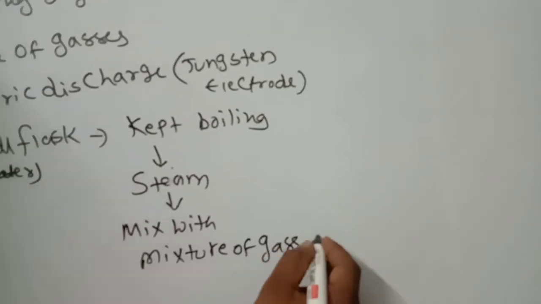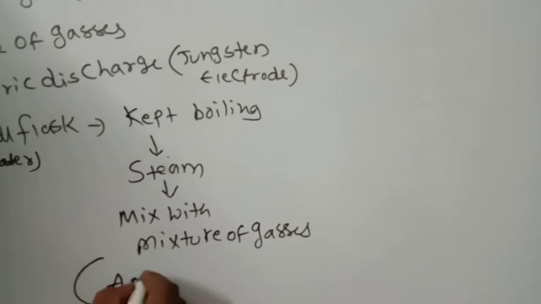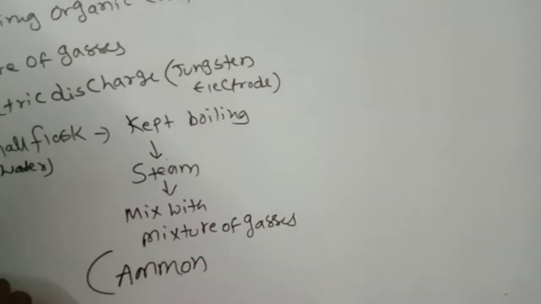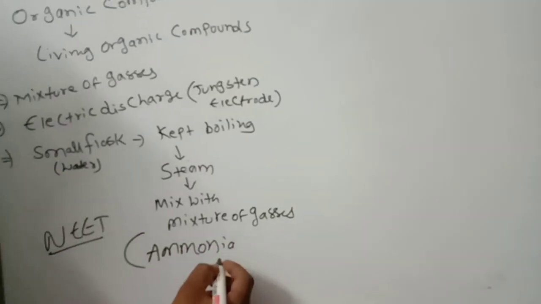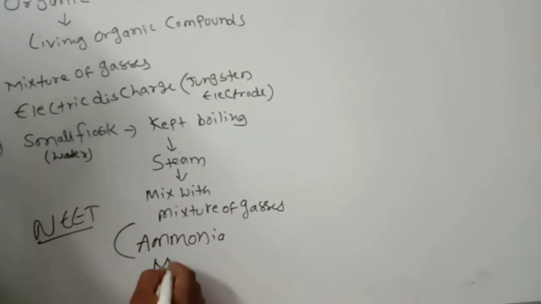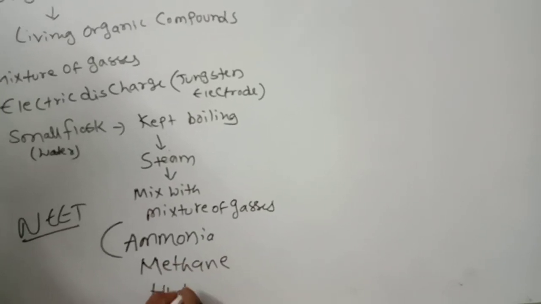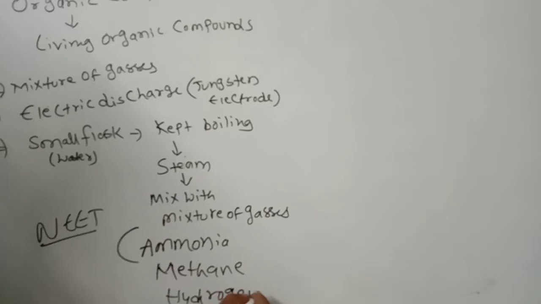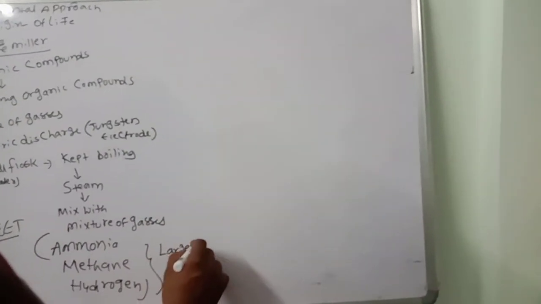These points you should remember. The mixture of gases. What kind of gases? This is the most important bit. What are the mixture of gases? Ammonia, methane, and hydrogen. These three gases were mixed and used in the large chamber. This point also you should remember.